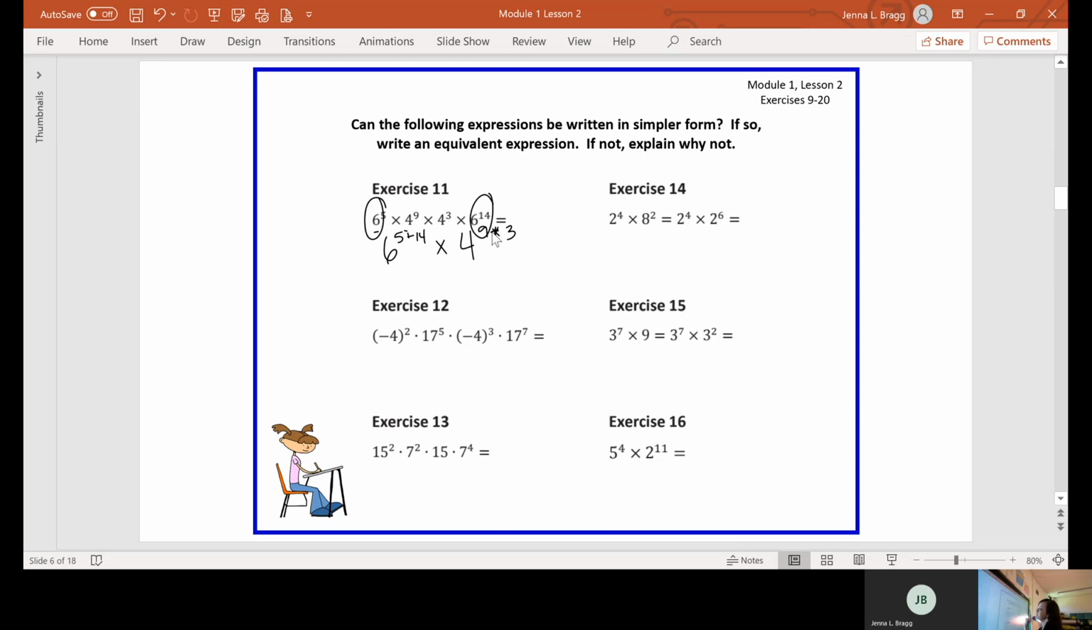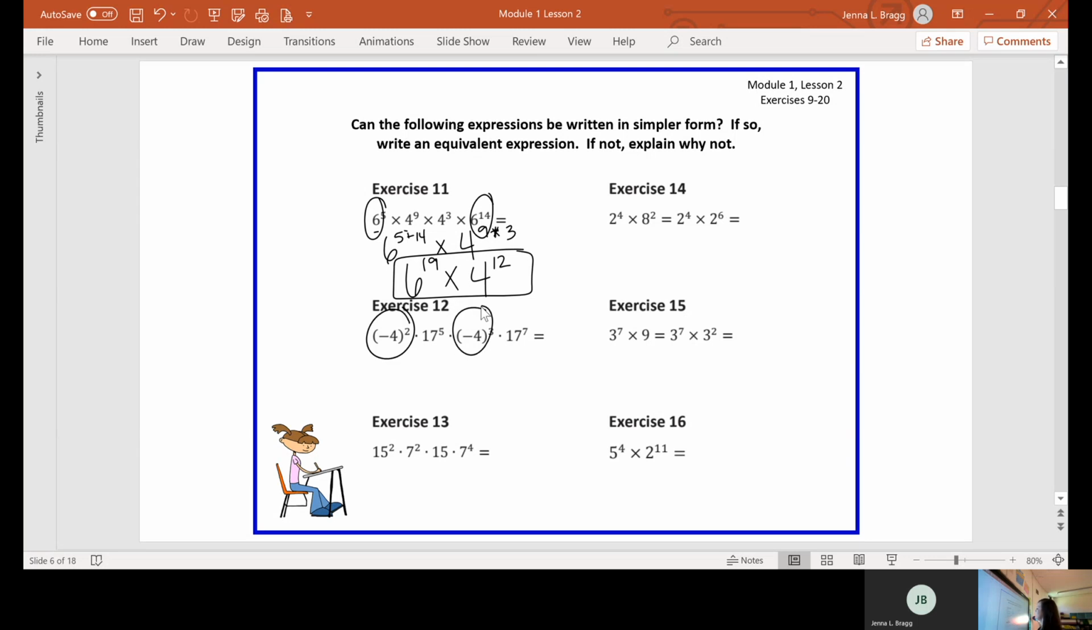As long as you don't put them together. So your answer would be 6 to the 19th times 4 to the 12th, and that's as far as you can simplify that. You cannot put the 4 and the 6 together. You can try exercises 12 and 13 on your own. Pause here and I will give you the answers when you get back.